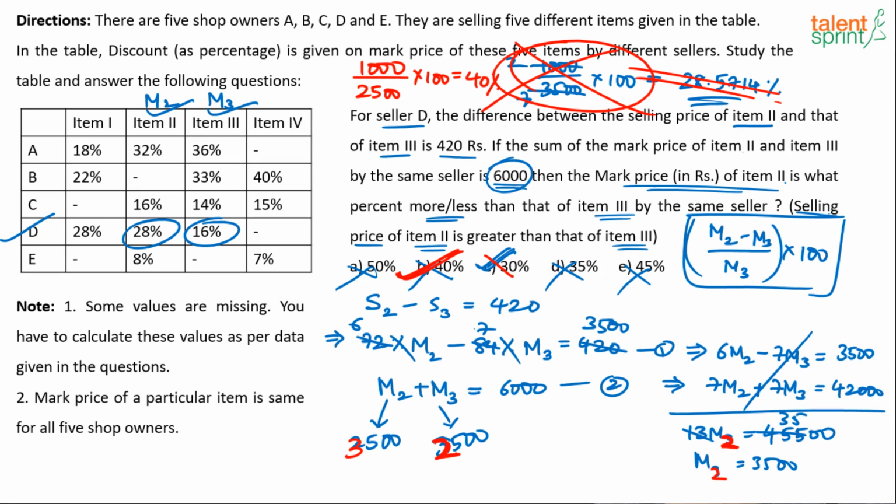I can't be committing such silly mistakes, and so is applicable to you as well. So 13M2 came out to be 45,500, and M2 came out to be 3,500, and from there you just change the numbers. Okay.